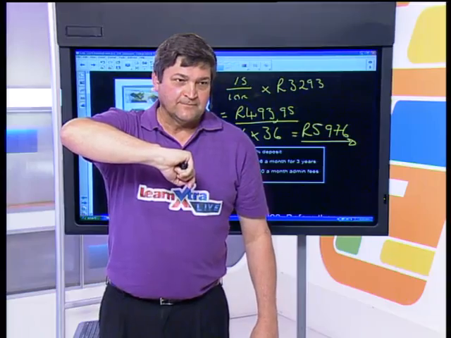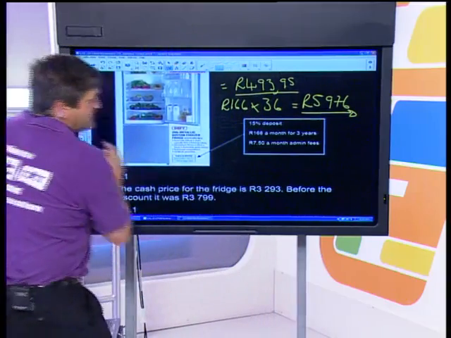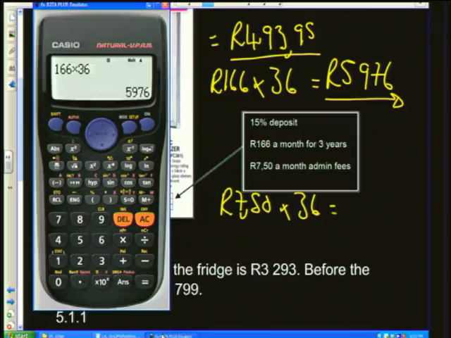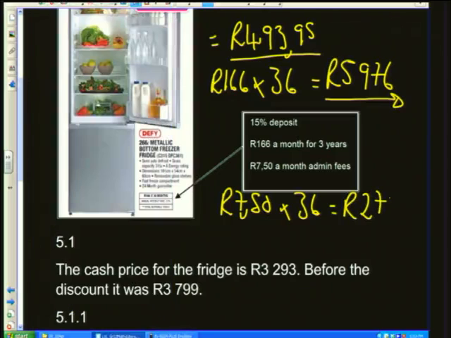Okay. What else do we have to add to this, Carl? The monthly admin fees. Brilliant. Okay, and the monthly admin fee is an amount of R7.50 for how many months? 36. 36 months. And what are we going to do? 7.50 times 36. Okay, calculate. 7.50 times 36. And so that gives me 270 Rand. Okay, so it's 270 Rand.